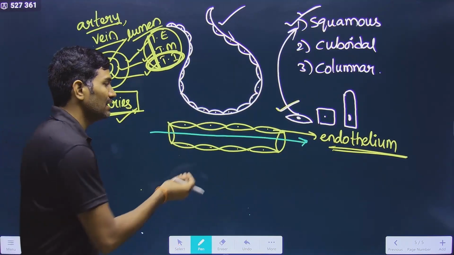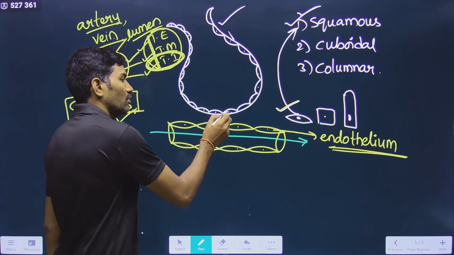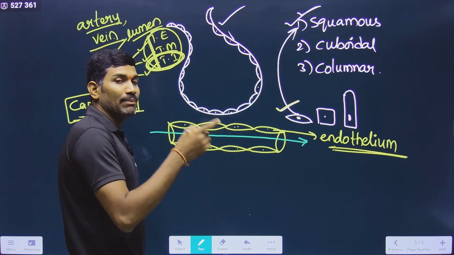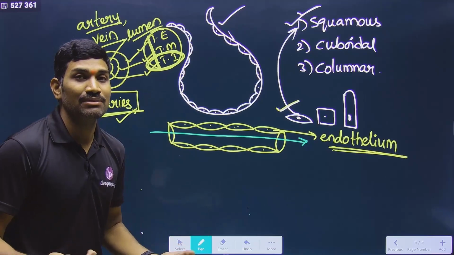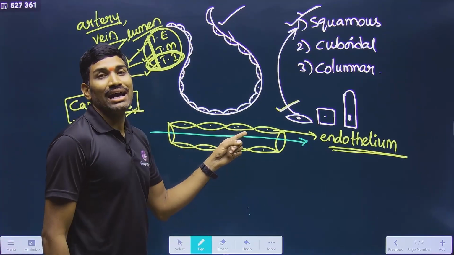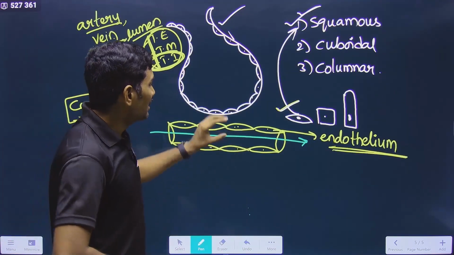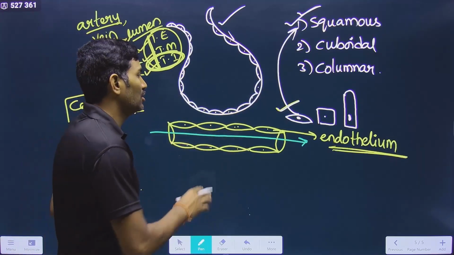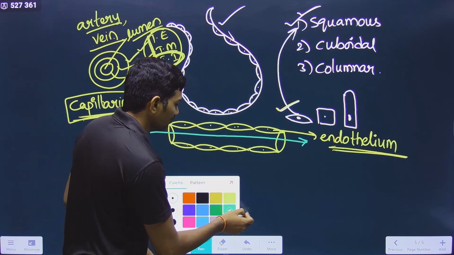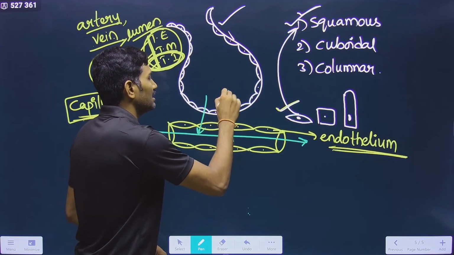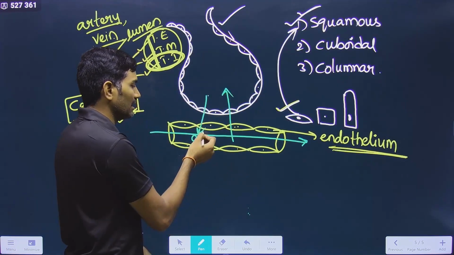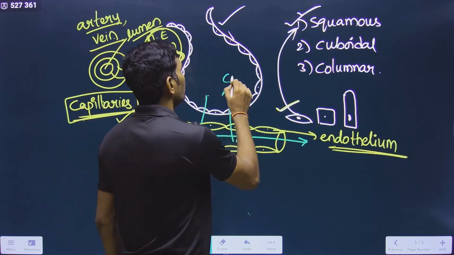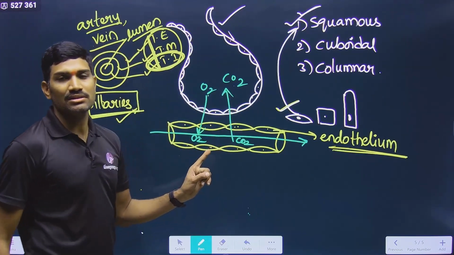What is the significance of this? Thickness is very, very less. So the alveolar wall is also having simple squamous epithelium, and the wall of the blood capillary is also having simple squamous epithelium, a single layer of flattened cells. So the advantage is that the thickness of the membranes is decreased, so that diffusion of gases can occur very easily. Oxygen from the alveoli can easily come into the capillaries, and CO2 from the capillaries can easily go into the alveoli. This is what the significance is.